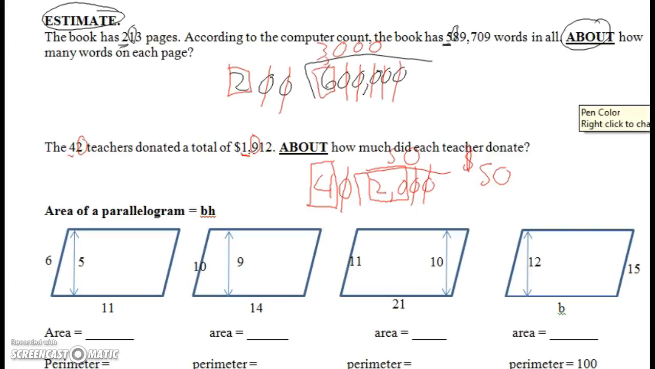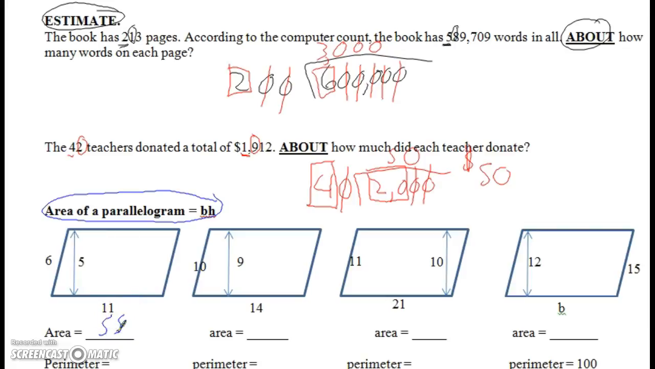Down at the bottom, notice the formula right here. Students will have the formula on the test. Area of a parallelogram equals BH. B stands for base, which is the bottom of our parallelogram. H is height, which is how tall you are. Not leaning, how tall you are. So the area of this first one is going to be base times height, 11 times 5, gets me to 55.